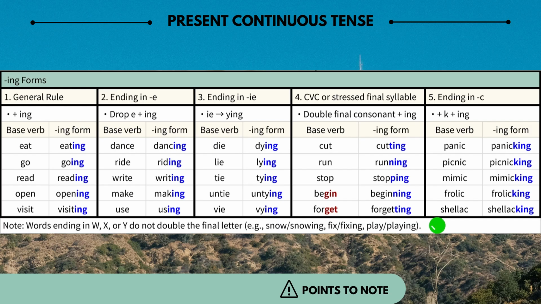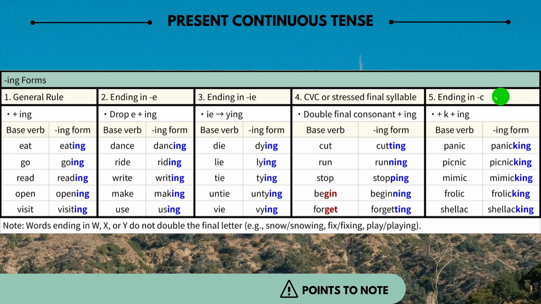Important exception: w, x, and y. Even if a word looks like it might follow the doubling rule, we do not double w, x, or y. Examples: snow, snowing; fix, fixing; play, playing. This is a very important exception to remember.